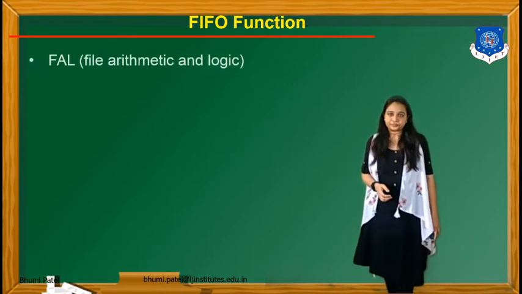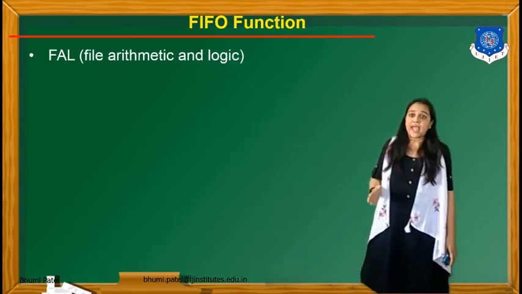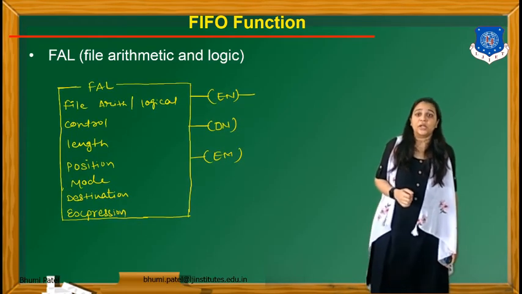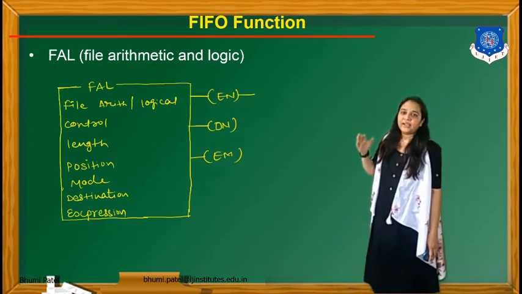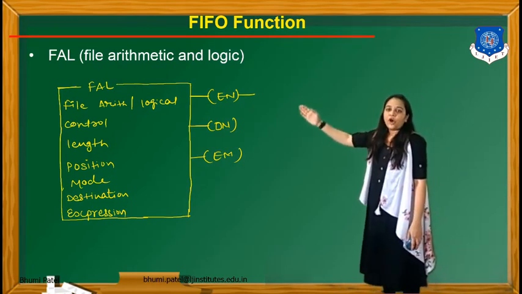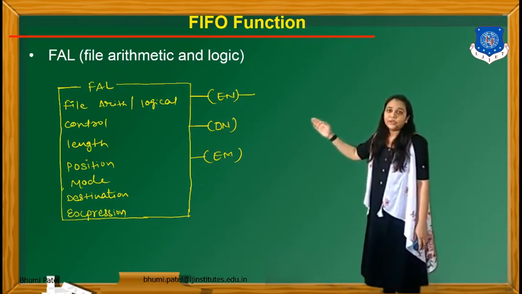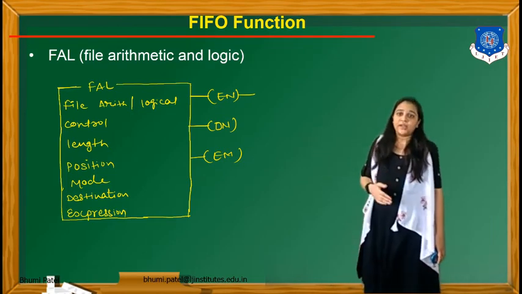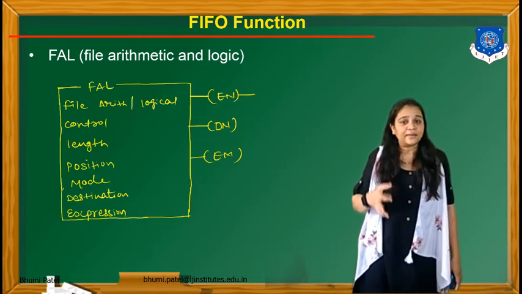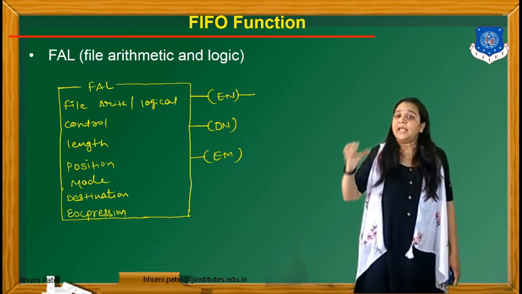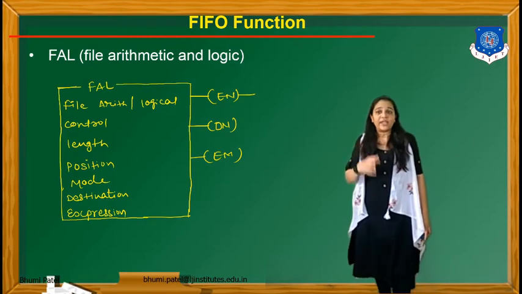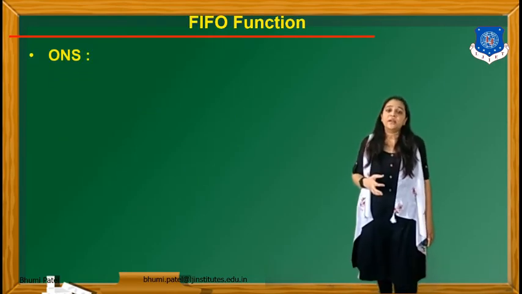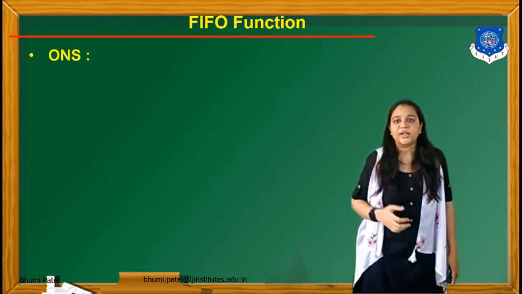Okay. Now the next one is the FAL, file arithmetic and logic instruction. The format of the FAL is file arithmetic and logic, control, length, position, mode, extension and the expression. So whatever arithmetic function is used for this particular file, at that time we have to use the FAL instead of the FIFO. Okay. Now some other commands are used with this FIFO function.